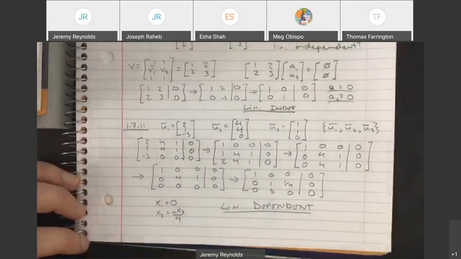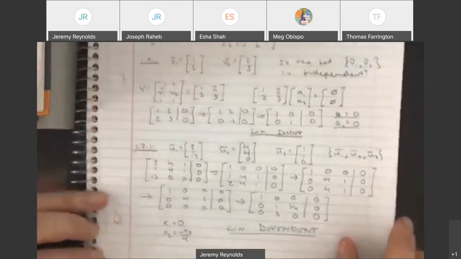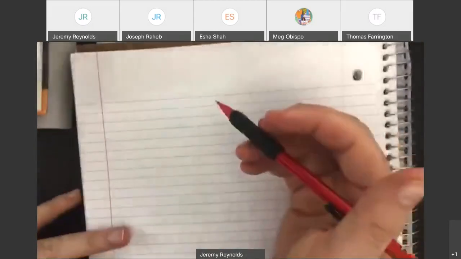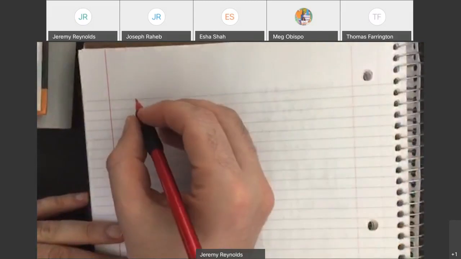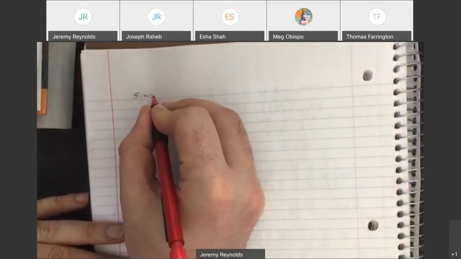Okay, all right. So now that we've talked about that, we're going to talk about a very similar topic. Linear independence kind of goes hand in hand with singularity.